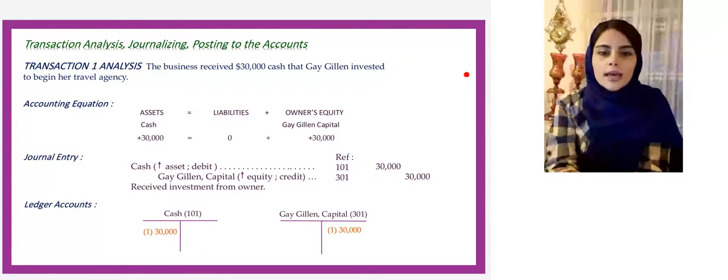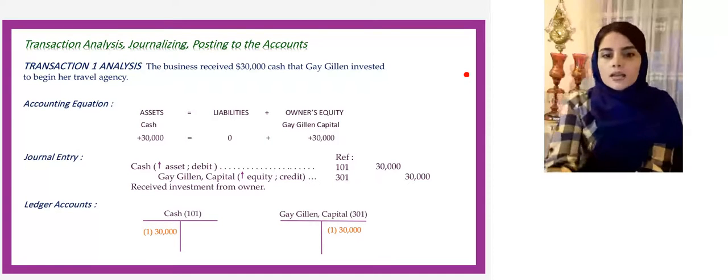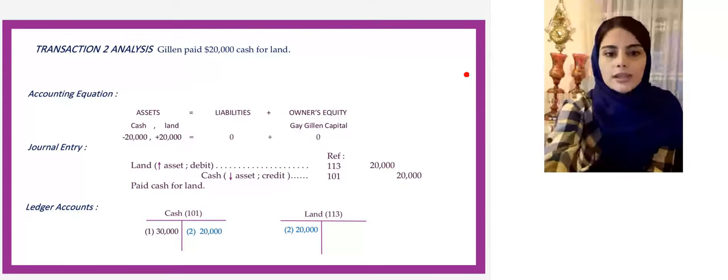As we said, for the first transaction, the accounts are cash and capital. As you see, it is the accounting equation, which is assets equal liabilities plus owner's equity. Cash is an asset and capital is owner's equity. I talked about this earlier, so we should go to the next transaction.